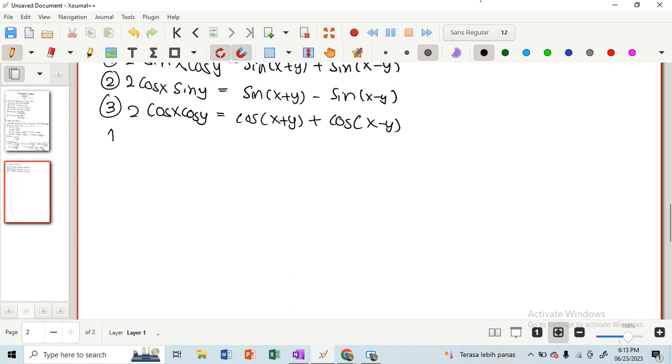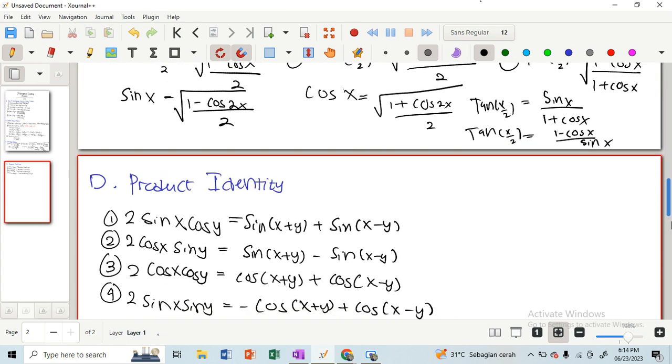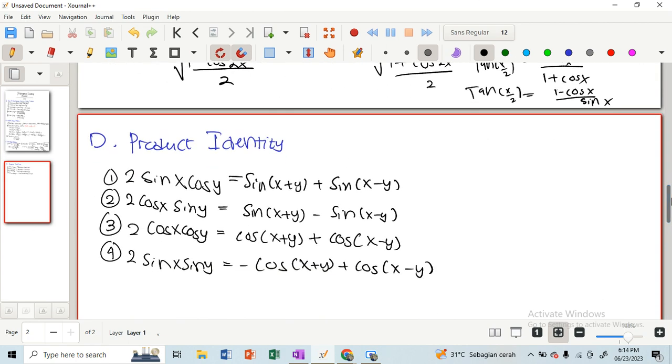And then for the last one, if you have 2 sine x sine y, if you expand it, it would be minus cosine of x plus y plus cosine of x minus y. This is for the sine formula, sine product. Okay, this is the product identity.